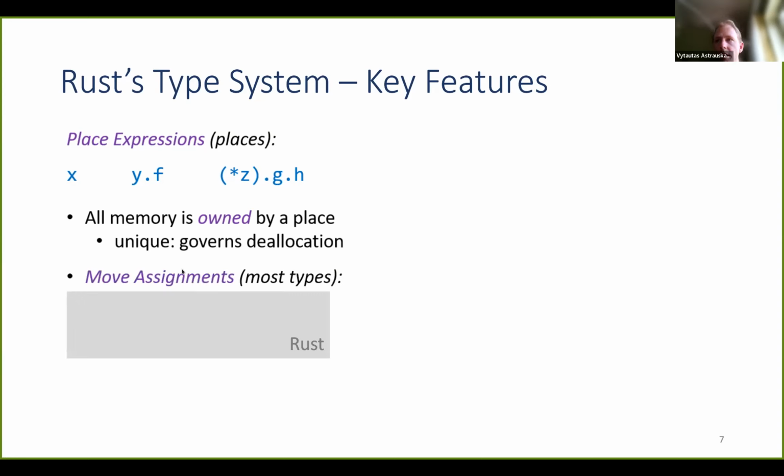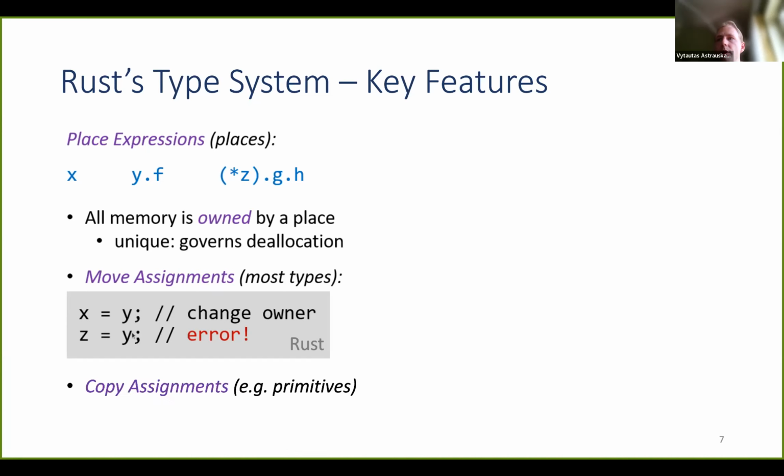An important feature of Rust is that assignments are typically destructive. So if I have an assignment of y into x, then the value is moved from y into x. And if I try to assign a second time, I would get a compilation error. So there is only a single owner for each memory location. There are also copy assignments, for example, for primitive values.